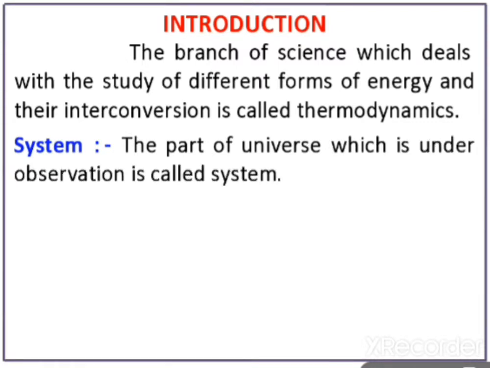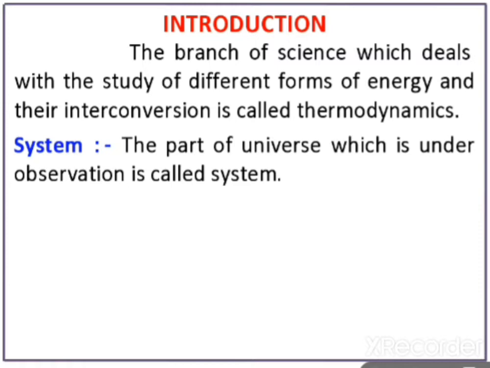Now we will see the system. The part of the universe which is under observation is called system. It means definitely we will complete the chemical reaction in some container, for example a beaker, a china dish, or some other container. So the part of the universe in which that reaction is taking place, that portion is called the system. In case we are going to titrate, then the burette and pipette are called the system, and except the burette and pipette, the remaining part is called surrounding.